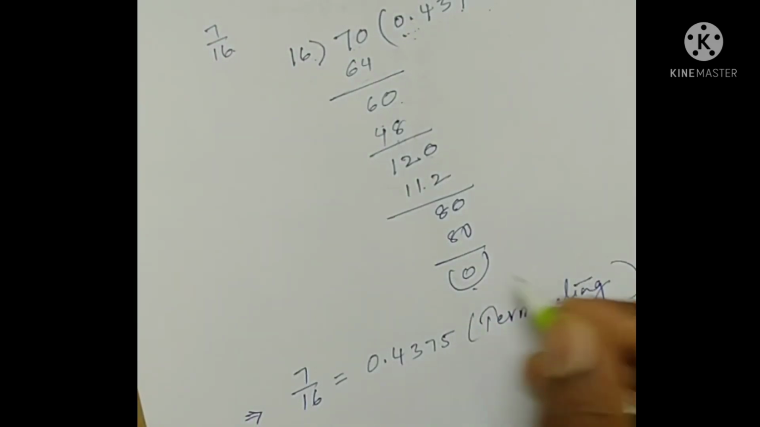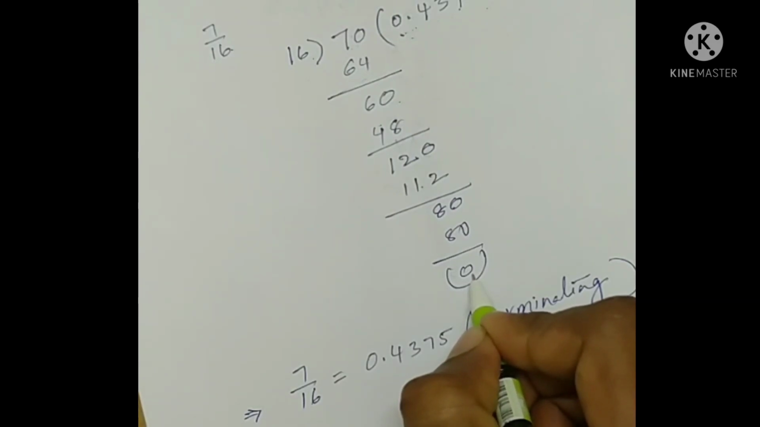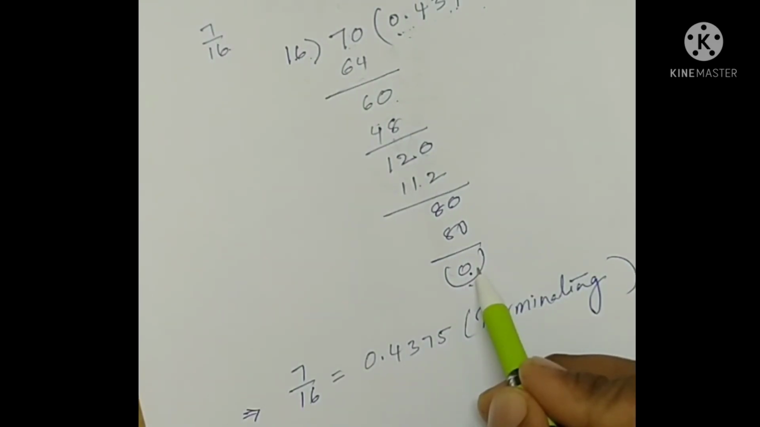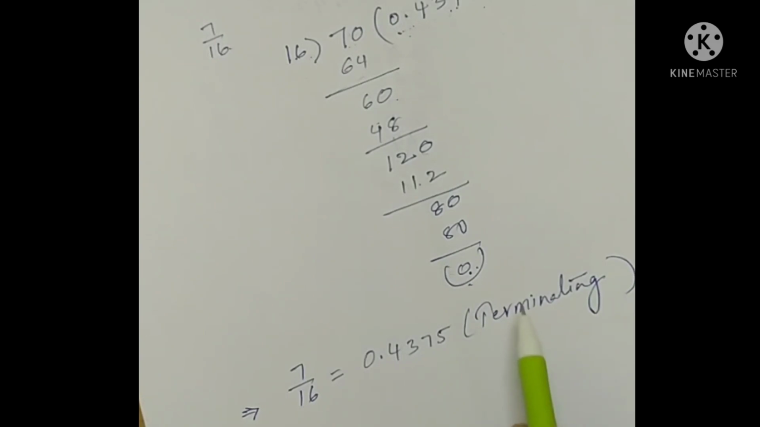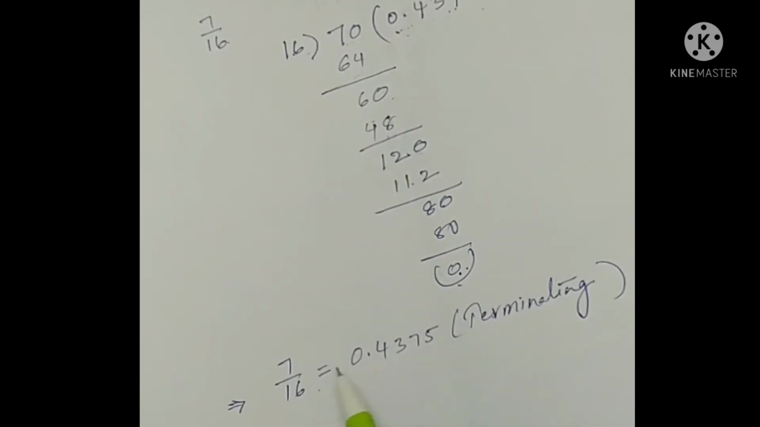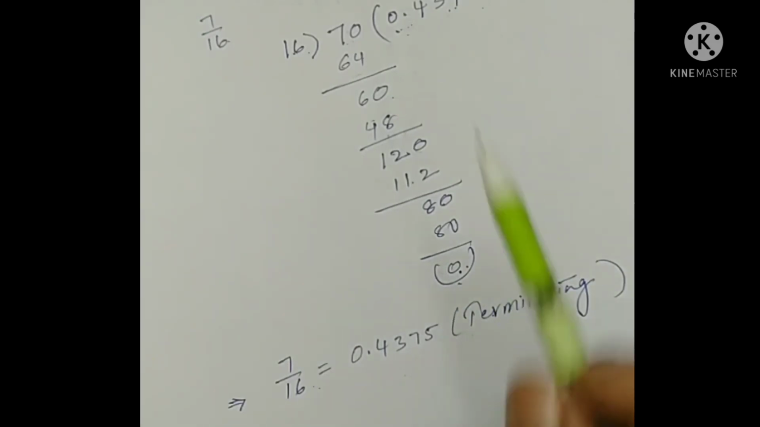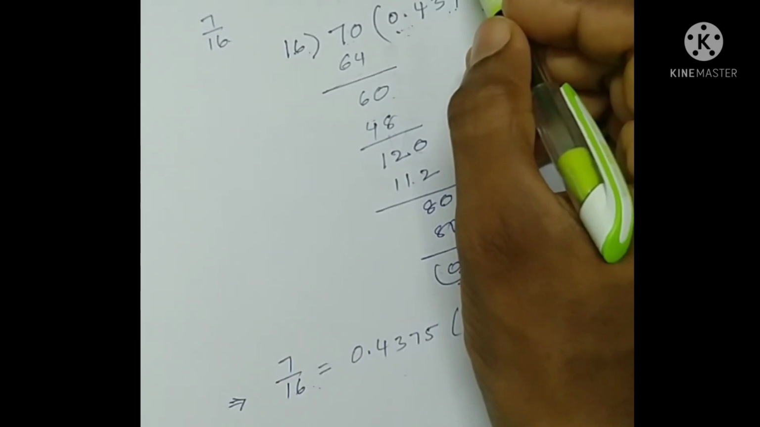Terminating means here the remainder is 0. The remainder is 0, so that is a terminating decimal expansion. 7 by 16 has a terminating decimal expansion. Next our question is 10 by 7.